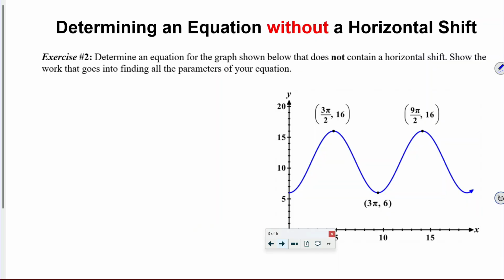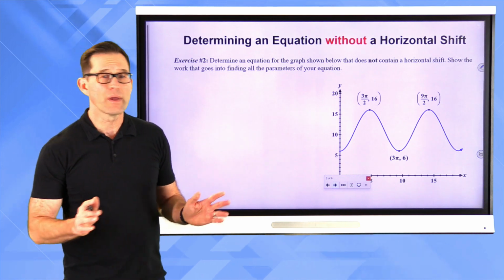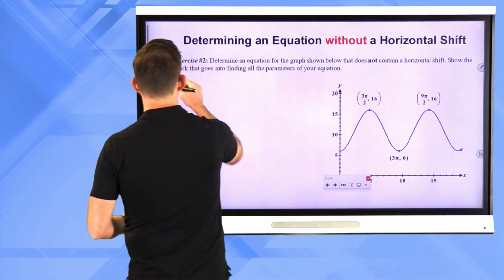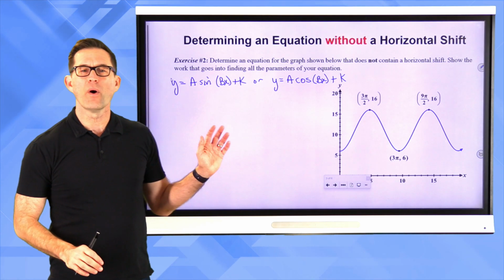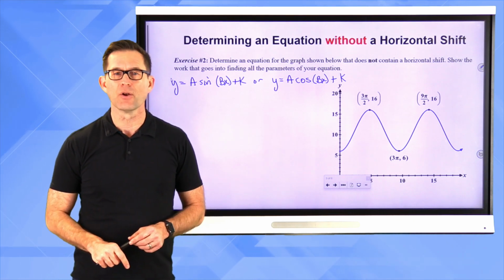Determine an equation for the graph shown below that does not contain a horizontal shift. Show the work that goes into finding all the parameters of your equation. All right, so if we don't have a horizontal shift, then we're looking at either y equals a times the sine of bx plus k, or y equals a times the cosine of bx plus k. And we'll decide whether we want sine or cosine in just a little bit.